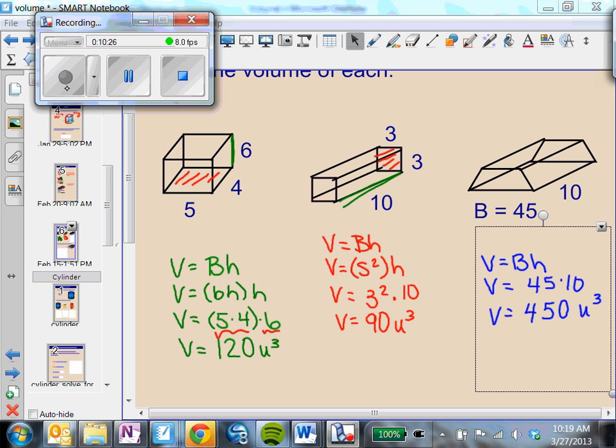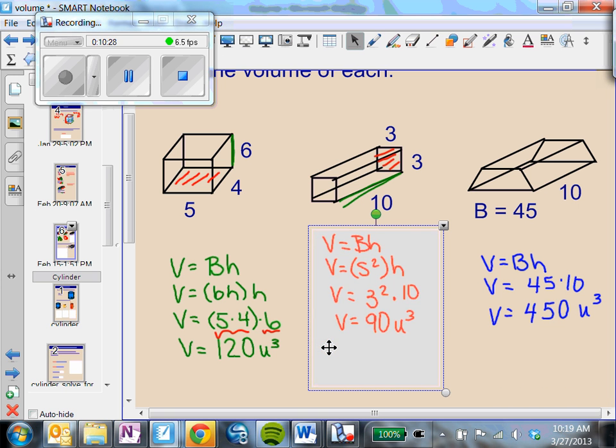In the last one, they actually give you the area of the base. That's what capital B means, is area of the base. So you don't have to figure out the area of the base. They've already given it to you. So you just substitute 45 in the place of capital B, and you get 450 units cubed.